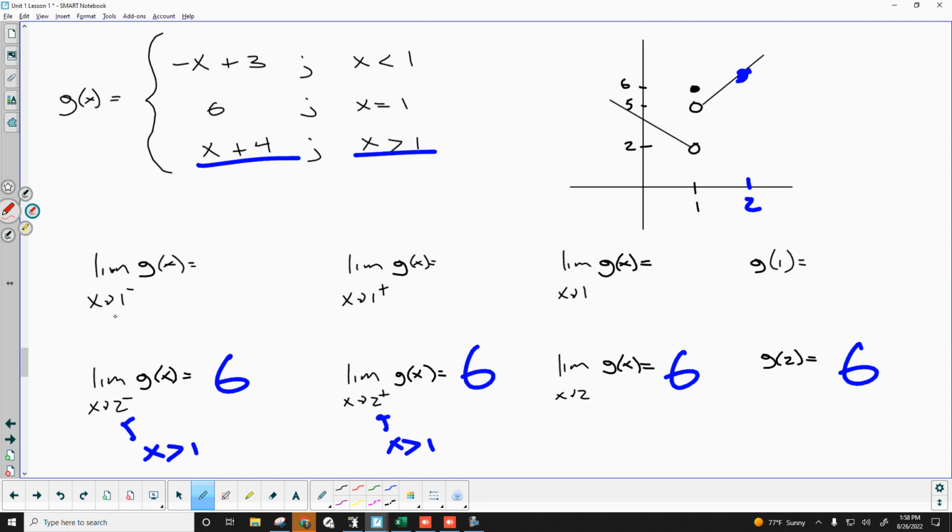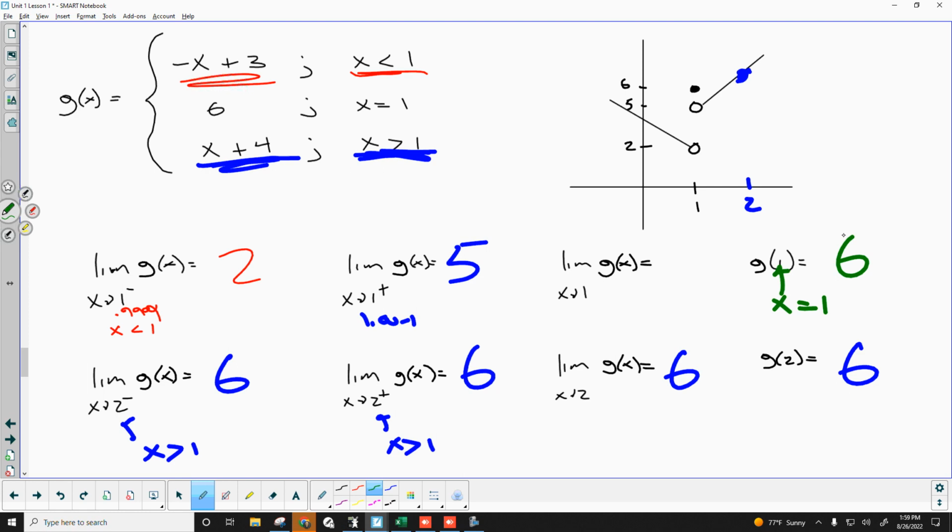To the left of 1, a little bit less than 1, 0.9999. I'm up here. It's essentially like plugging in 1 into that. I get 2. To the right of 1, 1.0001, that's bigger than 1. I'm down here, I'm using that piece. Plugging in 1 into that, I get 5. I don't care that at 1, I get 6. I do not care about this number at all. This number and this number are not the same. This does not exist. Okay? Cool? Cool.